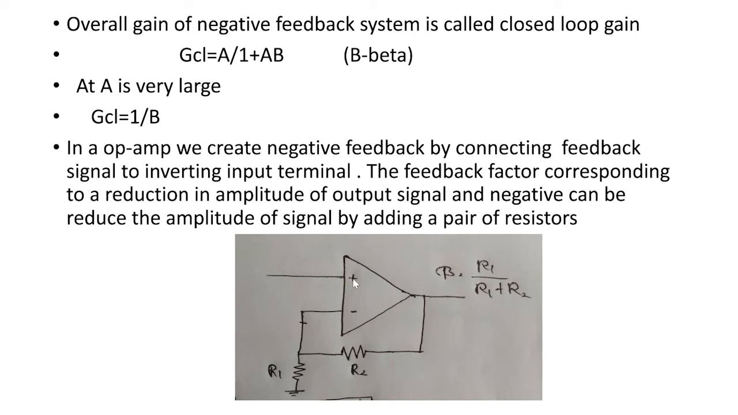The feedback factor corresponds to a reduction in the amplitude of the output signal, and the amplitude of the signal can be reduced by adding a pair of resistances. Here we give two resistances, R1 and R2. Then beta is equal to R1 by R1 plus R2.